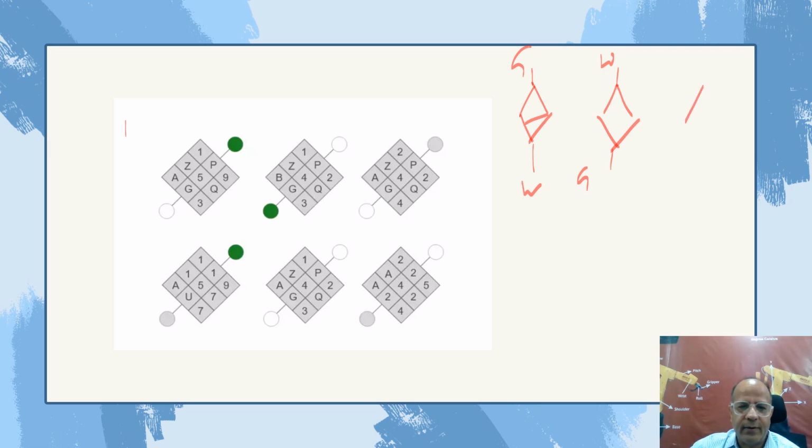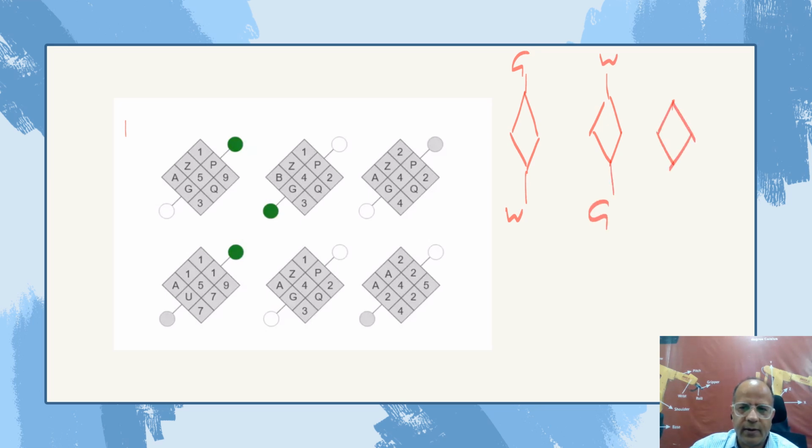Okay, let me draw it again. This requires some thinking. Without some good thinking, it will not be done. I'm just putting it like this. There is a combination which has green at top and white at bottom. And there is this combination which has white at top and green at bottom.